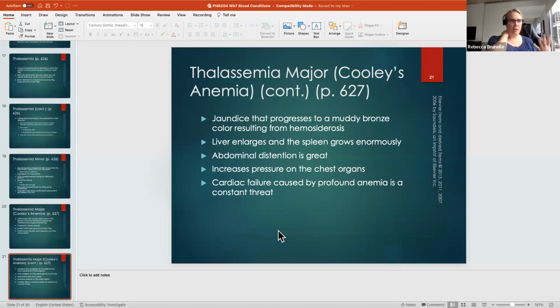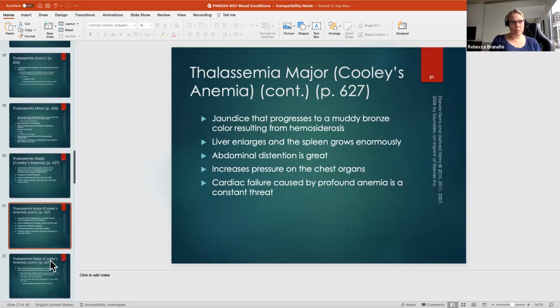They just don't make functioning red blood cells, so they tend to need a lot of blood transfusions to keep their hemoglobin at an adequate level. And this is one where you would potentially expect congestive heart failure, et cetera, because it's a really chronic anemia that doesn't go away and they need these repeat blood transfusions.